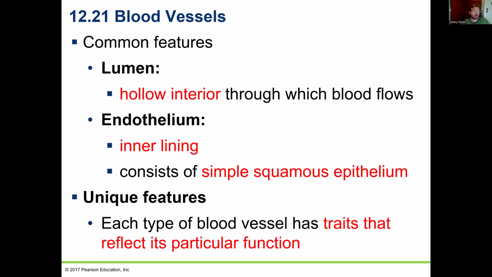Now, a couple common features that all blood vessels have in common. They have a space called a lumen, which is the hollow interior through which the blood is going to be flowing. They have an endothelium, an inner lining that's going to consist of simple squamous epithelial tissue. And each type of blood vessel has different traits in addition to these two common traits that are going to be reflecting its particular function. So all of them are going to be the basic plan of hollow tube lined with simple squamous epithelial tissue, but each of them has different twists to better suit whatever function they're trying to fill.